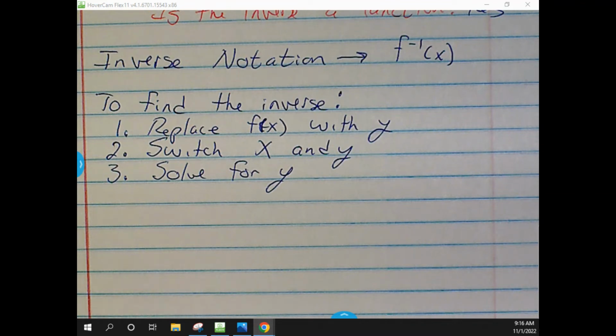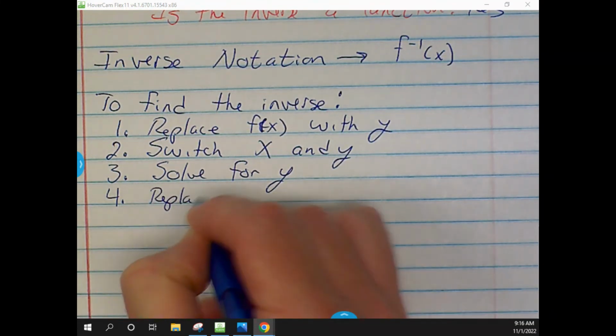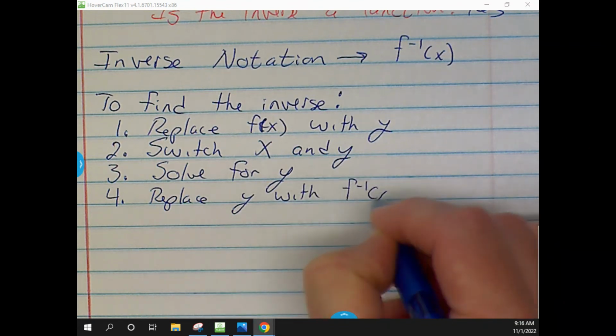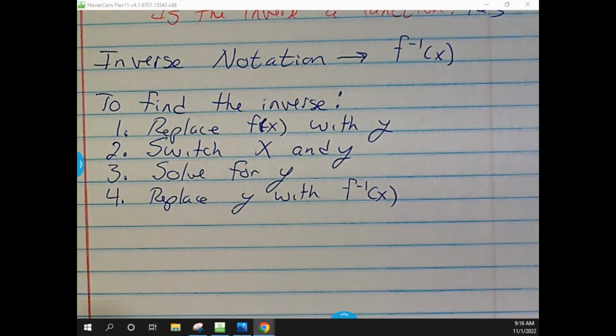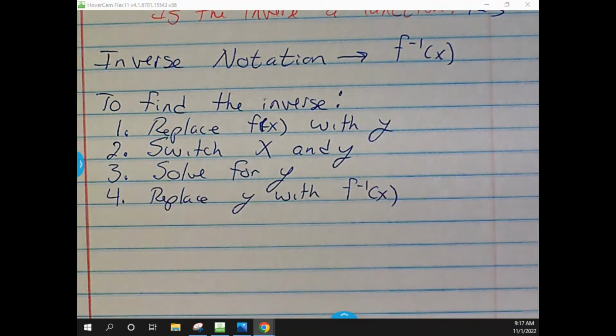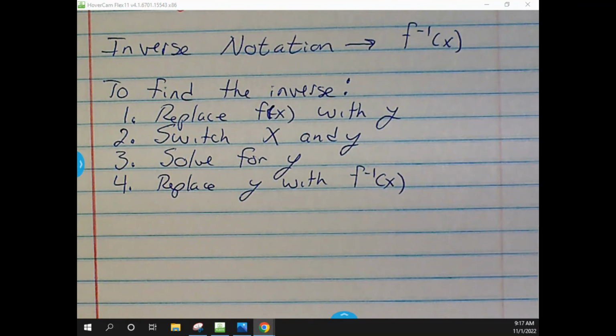Okay. And usually that's where we kind of stop, but there's always that one extra step that we've got to do, because now we got to solve for y. The last thing is we're going to go back and replace the y with f negative 1. Okay, so really it's 3 steps. The last step, step 4, is more of just getting the notation so that you know it's different. It's not f of x, it's the inverse. It's the f negative 1 of x.